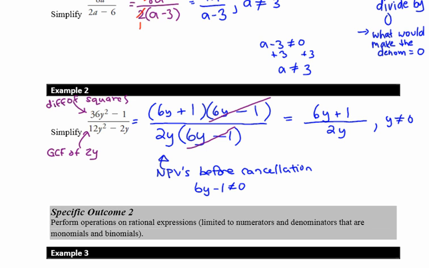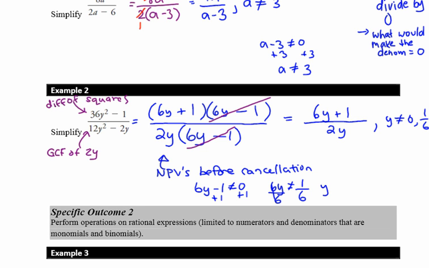Okay, so if 6y minus 1 can't be equal to 0, what's our first step? Add 1, and then, so 6y can't be equal to 1, now what? Well, I'm just solving for y here. So this bottom can't be equal to 0. So the NPV is, remember the opposite sign, second over first? So this would be 1 over 6. Switch the sign, second over first, right? Or you can just set it equal to 0 and solve.